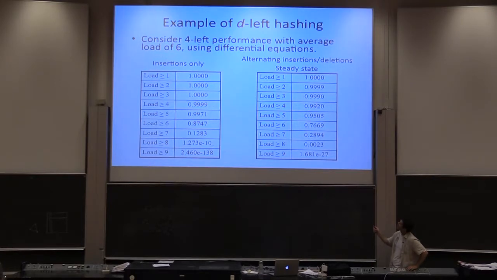Things behave a bit differently when you alternate insertions and deletions. You can actually calculate out that load distribution too, again using the differential equation approach. But even in that case, you might see some things with load 8, but you'll almost never see things with load 9. So this is what I was getting at before when I said that these sorts of D-random or D-left systems are very tightly concentrated around their mean. They drop off very quickly after their mean.